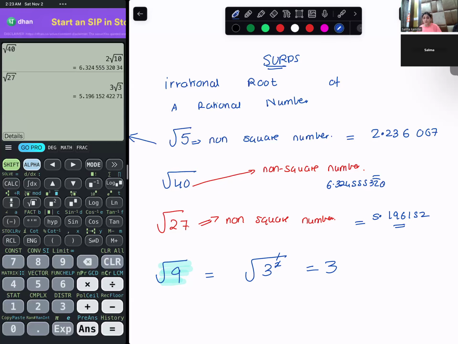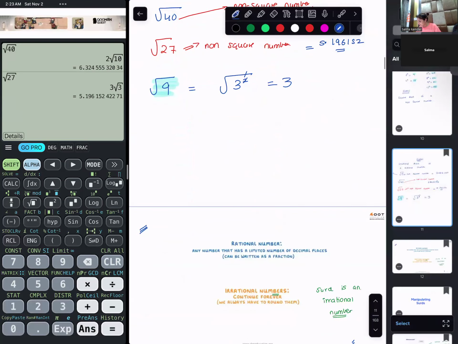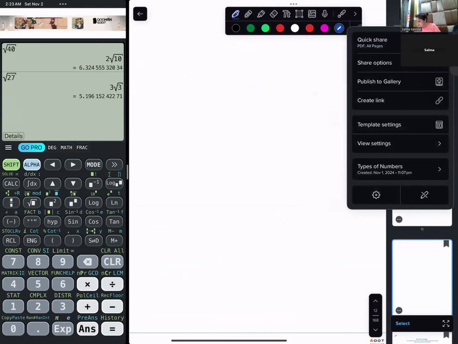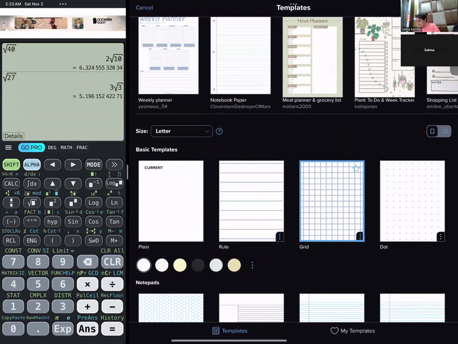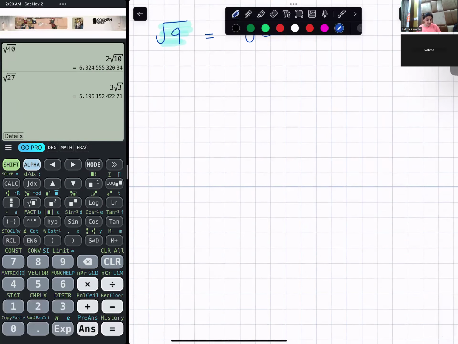Okay, so you should know that surds are irrational numbers. The decimal continues forever and it continues without any pattern, and there is no way to write this number other than rounding it off. But it should be a root of a non-square number. And for that, you should know what square numbers are. Now, what we need to learn over here is how to simplify surds.